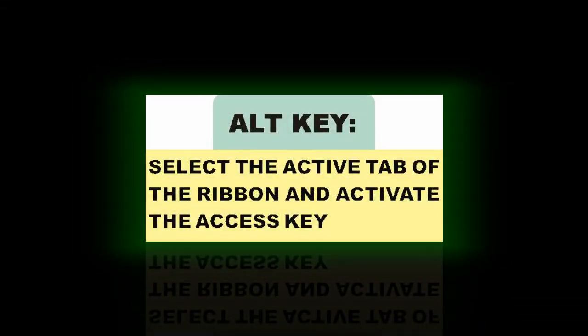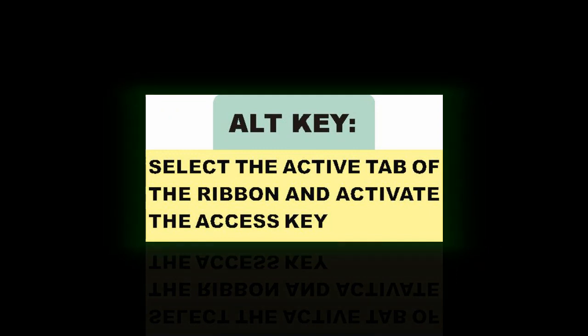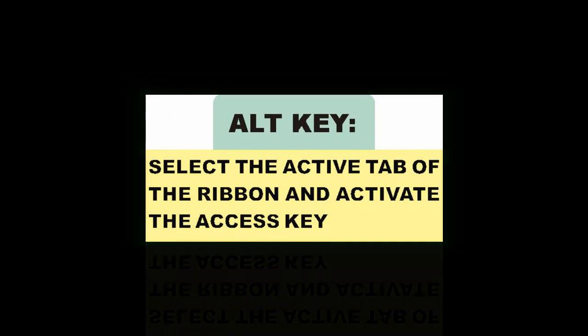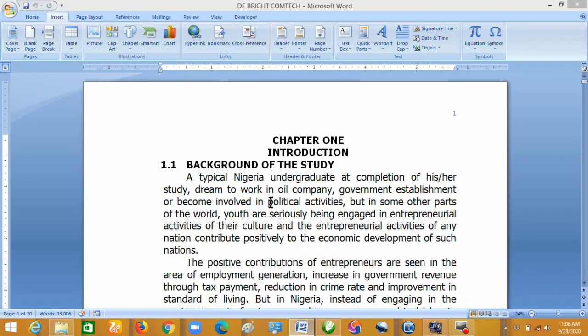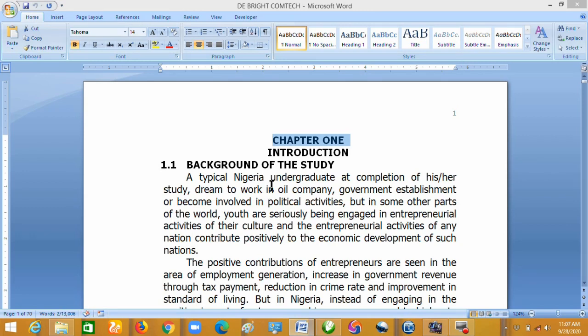Alt key. The Alt key selects the active tab of the ribbon and activates the access keys. Now you are in Microsoft Word. Then just press the Alt key on the keyboard. Highlight the portion you want to carry out a certain task on. You don't have to memorize all the shortcut keys offhand. Use the access keys. The Alt key brings the access keys up for you.